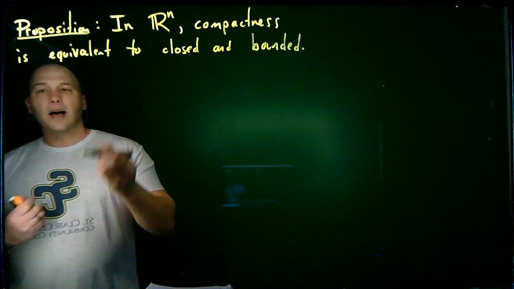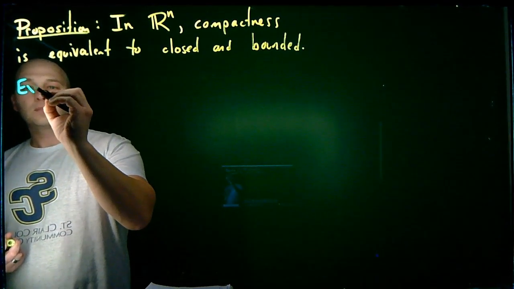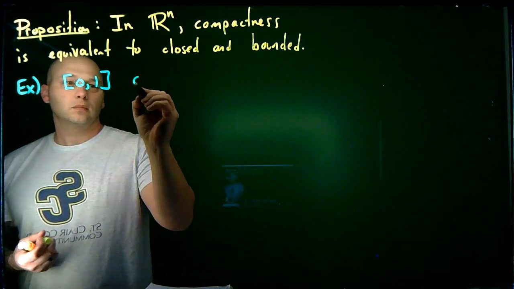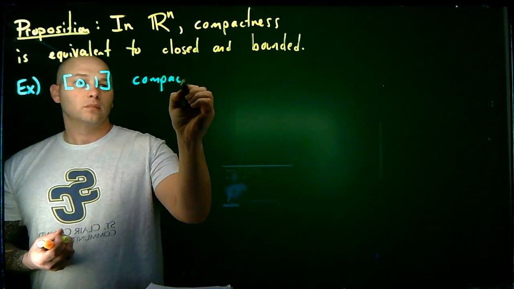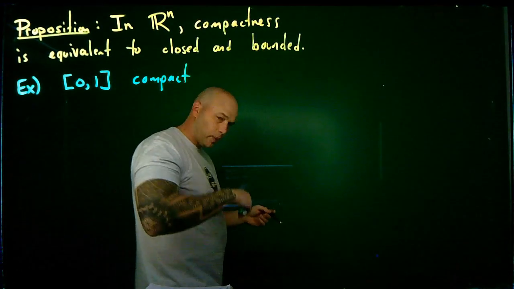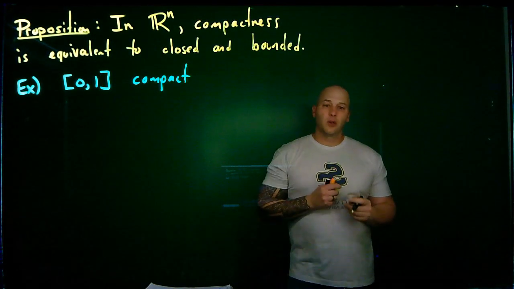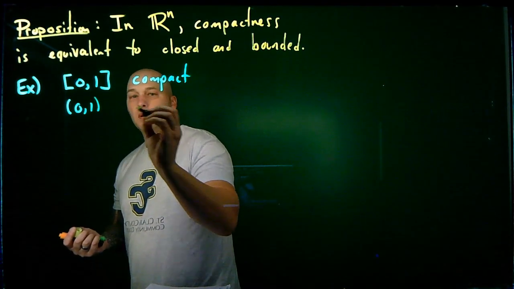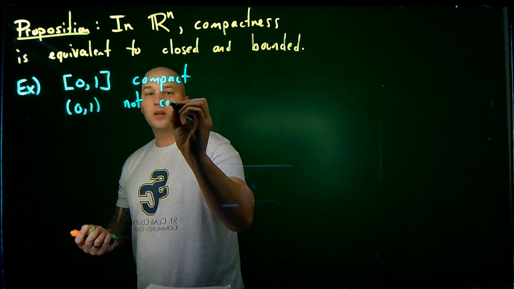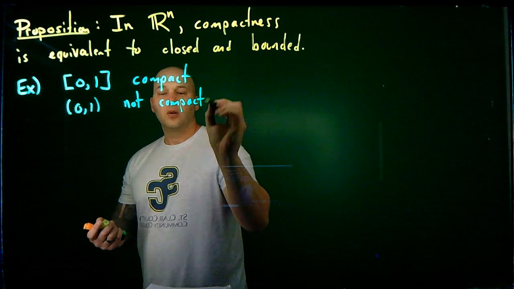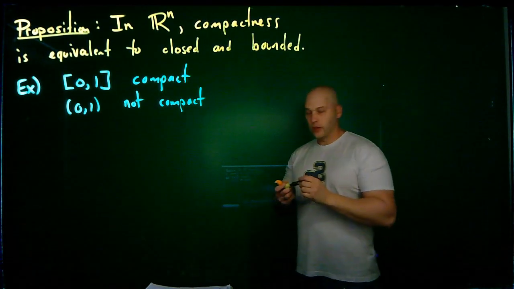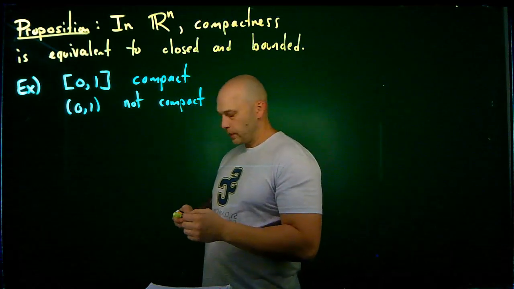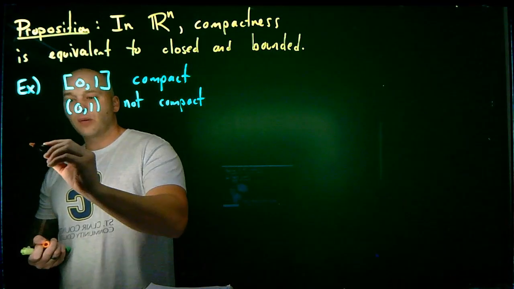Therefore, on the real line, again with the usual topology, the closed bounded interval 0 to 1 is compact, whereas the open interval is not compact. So closed and bounded is equivalent to compactness in our typical Euclidean spaces. Now let's prove the extreme value theorem.